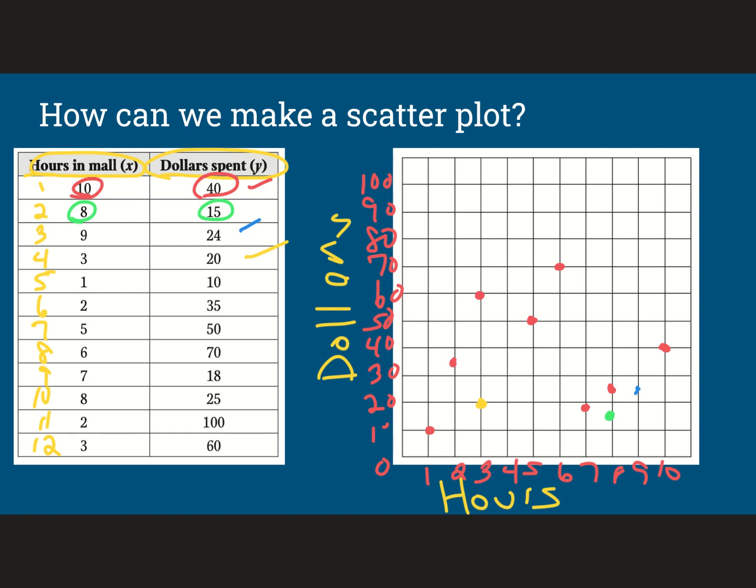And now you can see, we look at this and then we can see if we have any clusters. See a cluster right here. We have a pattern. We can look for outliers. This one over here looks like an outlier. So that's what we're looking for, okay?